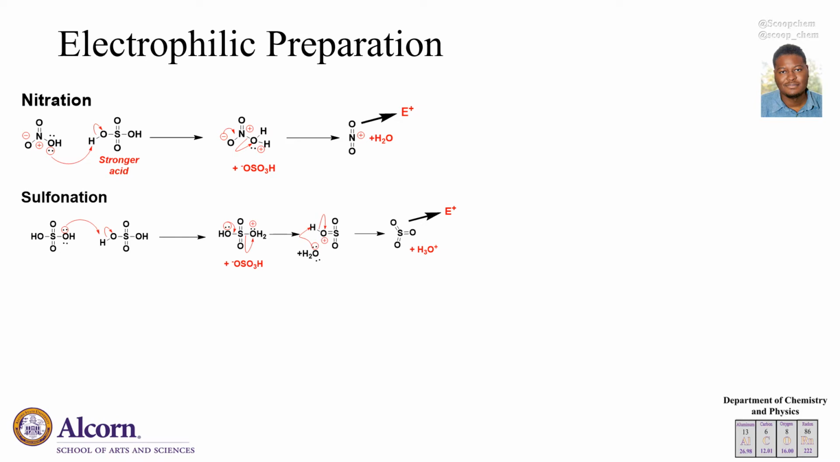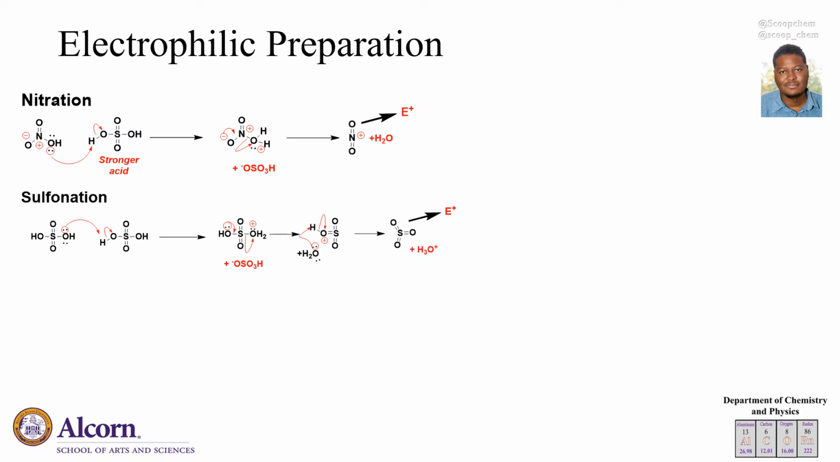For sulfonation, one molecule of sulfuric acid protonates another. Again, I generate this oxonium cation that leaves as water. There's a protonated oxygen species that becomes deprotonated by water to generate sulfur trioxide, and that's the electrophile for sulfonation.